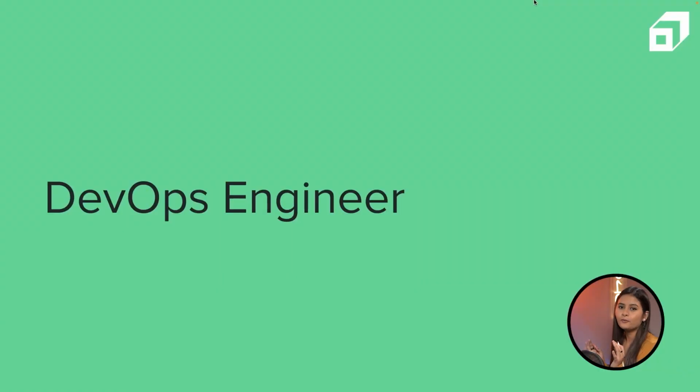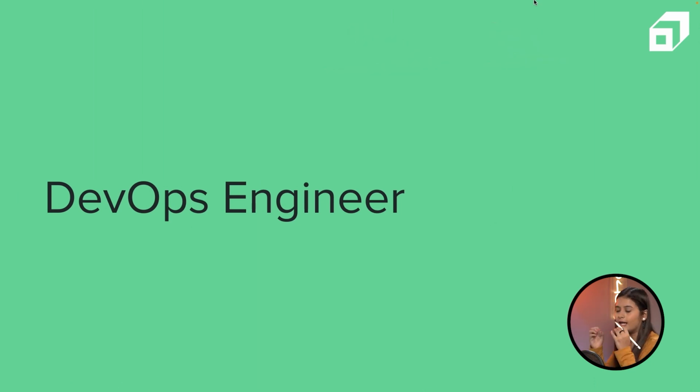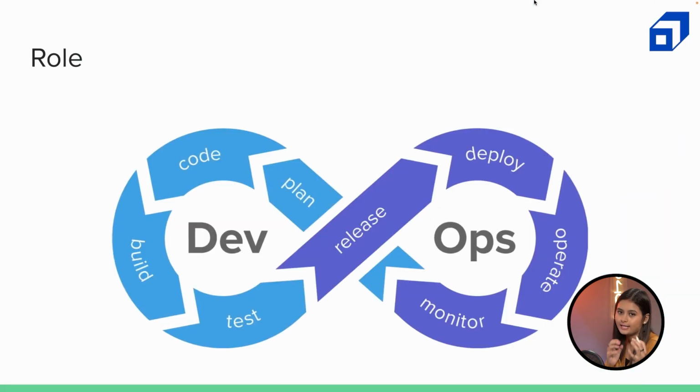The very first job profile is DevOps Engineer. So the word DevOps is made up of 2 words. The very first is Dev and the second one is Ops. Dev stands for development and Ops stands for operation. A DevOps engineer is responsible for doing the development as well as the operational work.